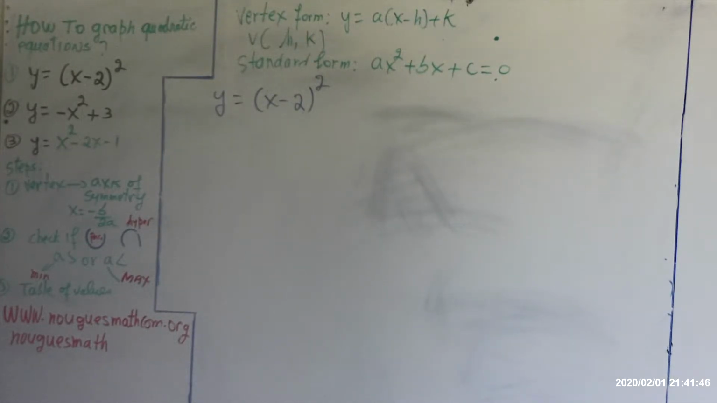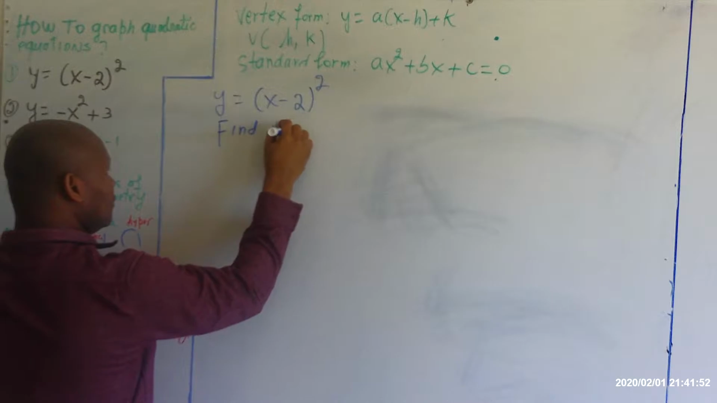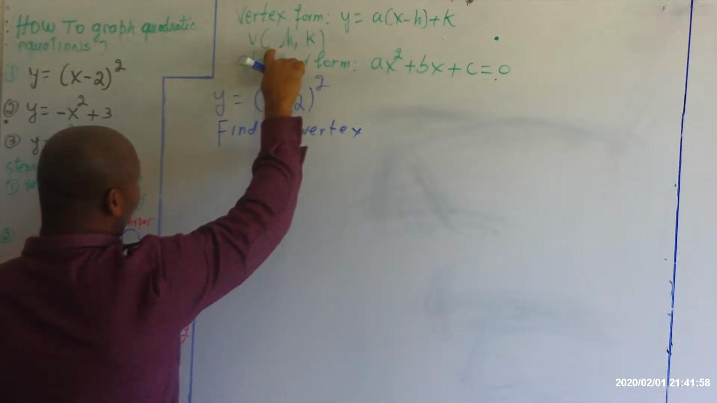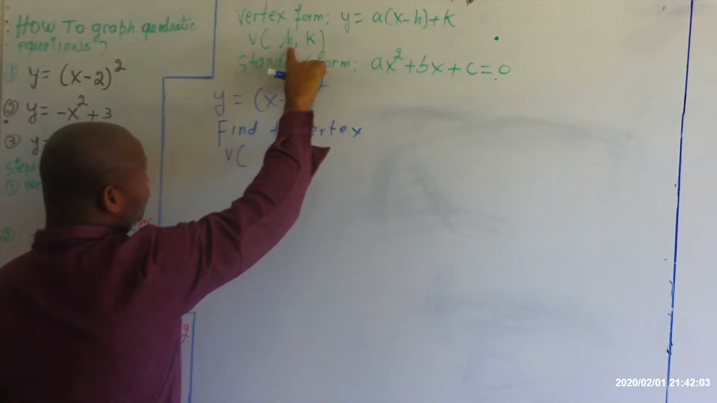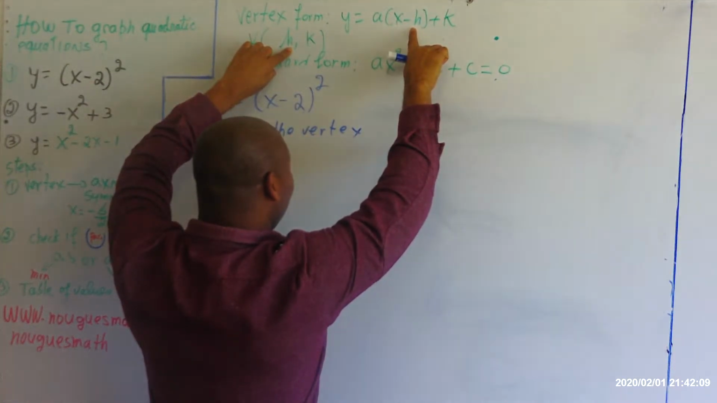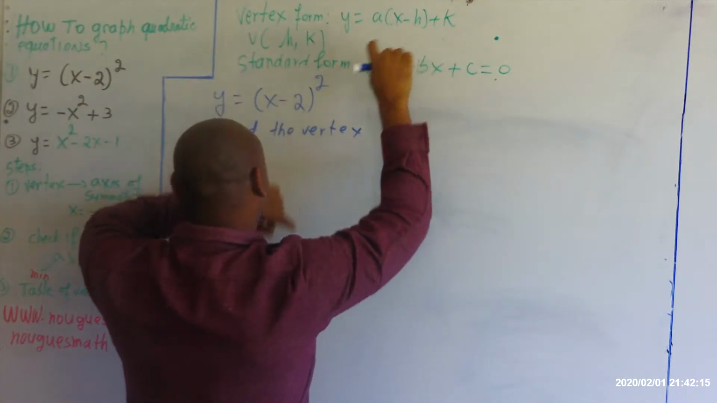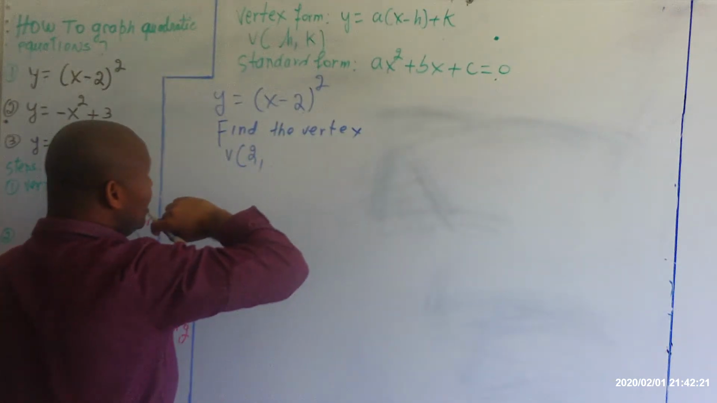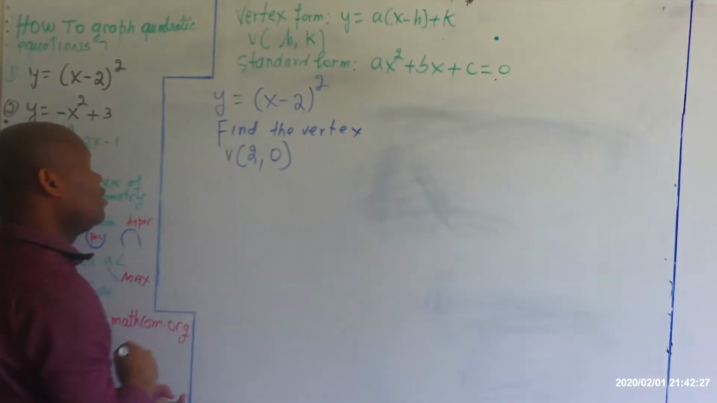Let's start. First step, we're going to find the vertex. I'm going to follow this formula. We have h right here, and because it's negative h, negative h is negative 2, so it's going to be positive 2. Then because we don't have any k right here, that's going to be 0.